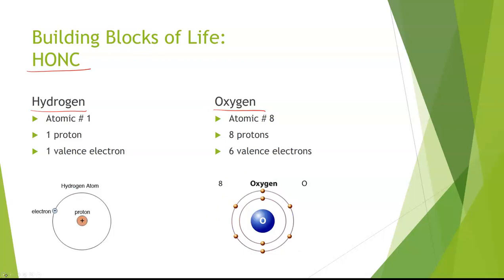What's important to know about them is their atomic number and how many valence shell electrons they have. So hydrogen only has an atomic number of 1, meaning it has 1 proton and only 1 electron in its only electron shell. Oxygen has an atomic number of 8, meaning it has 8 protons and 8 electrons. Its first shell has 2 electrons, leaving 6 in its outermost shell.